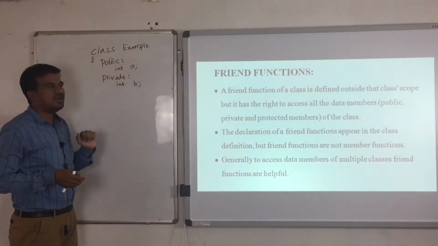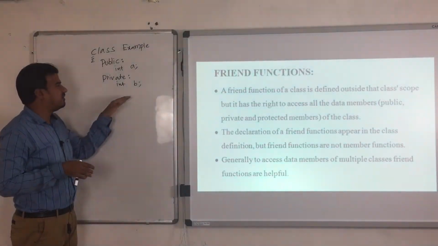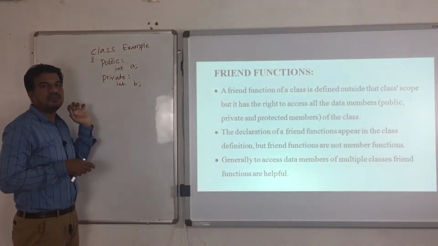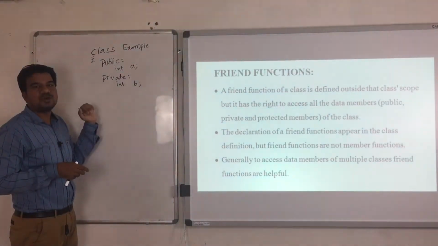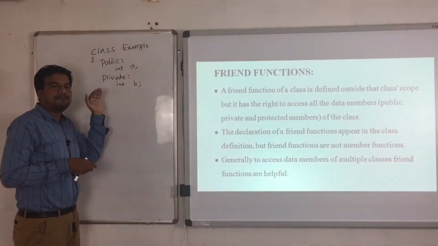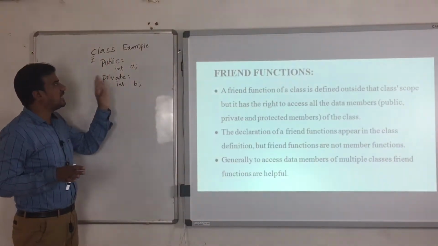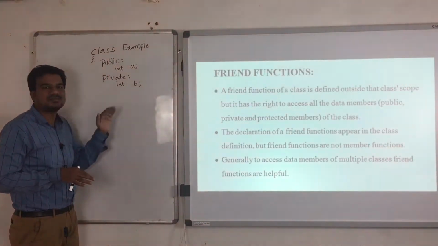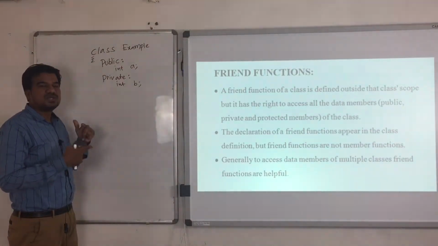Whereas a private data member I cannot access, because it is completely restricted. We have given protection on that B data member with the private access modifier. So accessing that private variable B outside of the class is not possible, even with the help of an object. So what are the possibilities?